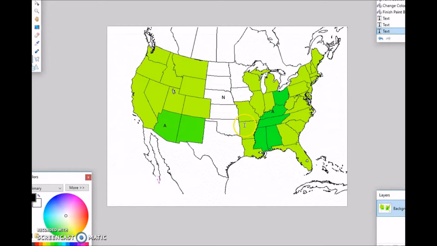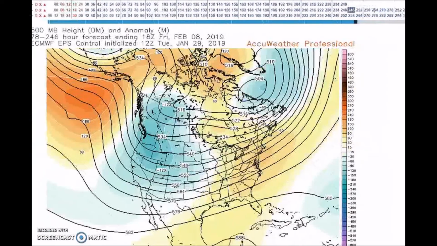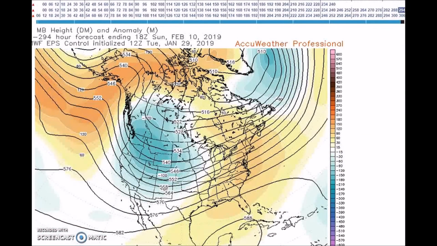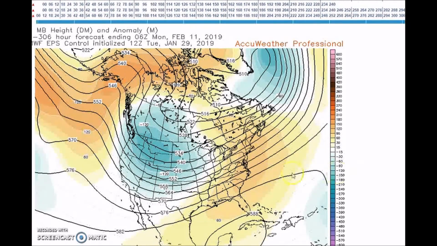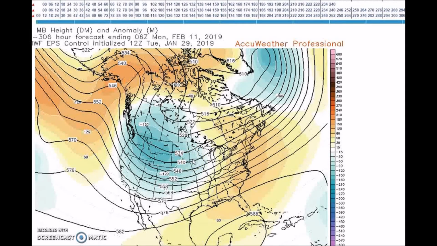Now we're looking at the period for February 9th to 13th. Here we are at the 9th. The pattern doesn't really change very much. Still have a trough here in the west, ridge in the east. Now, this is what I think it's going to look like. Again, I'm favoring the European ensembles, and it's really showing below normal, very cold temperatures here in the west.